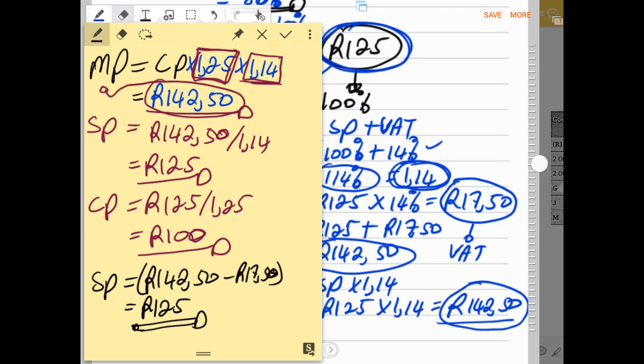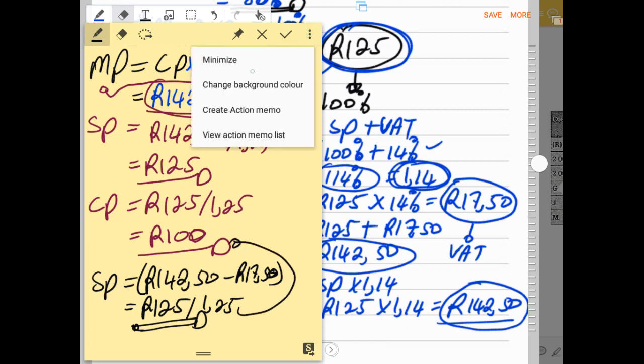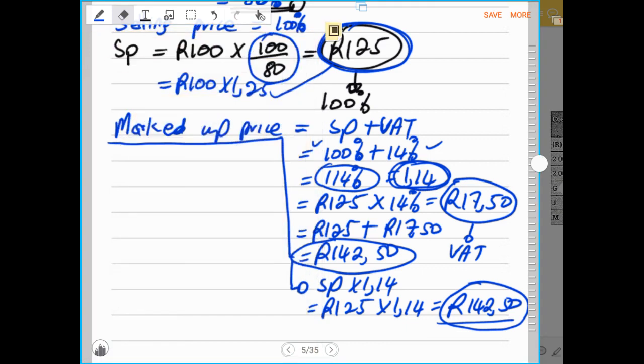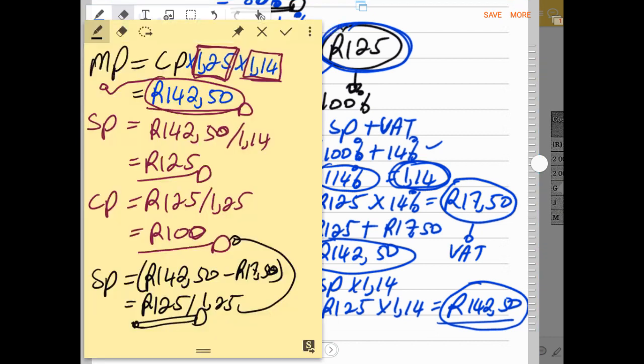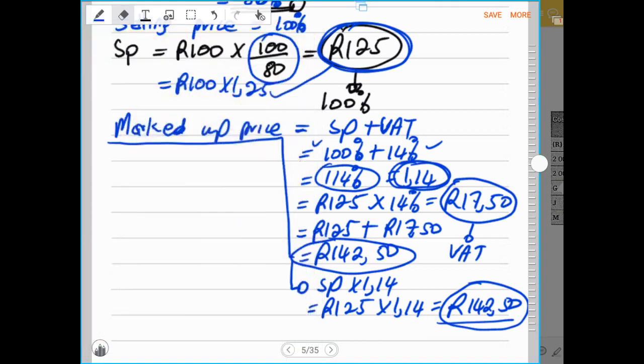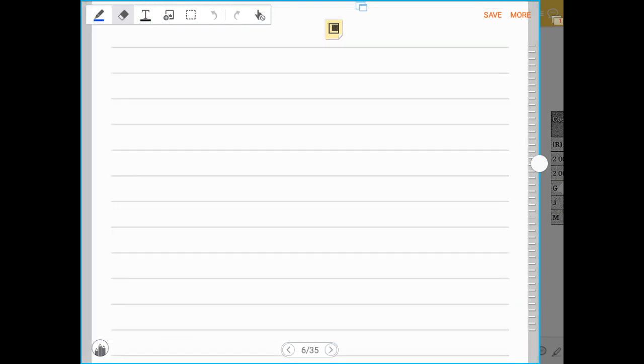Therefore, from the selling price, you just divide that by 1.25. That will give you the cost price as I have shown you above. So this is how you can go backwards, and this is how you can go forward in terms of calculating VAT, selling price, marked price, and also the cost price.